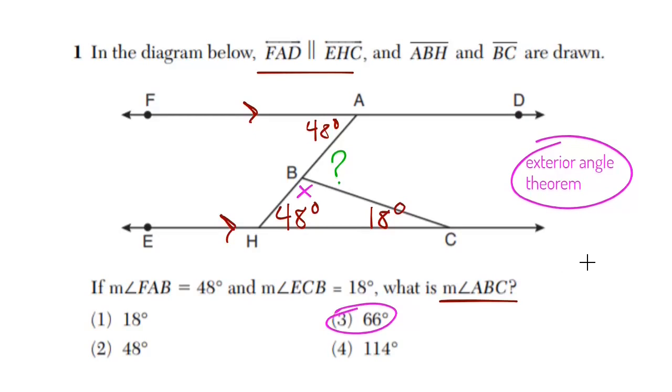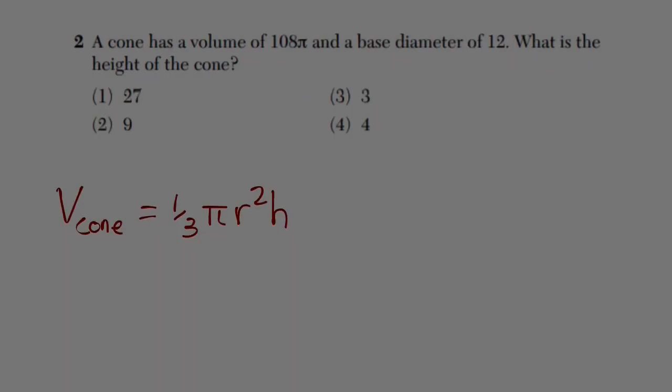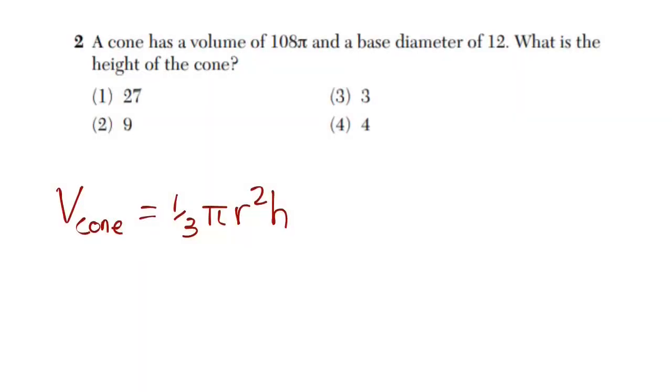I don't want to pigeonhole it and say, hey, this is the only way that you can do it. There's sometimes other ways to do it, but you have to memorize this formula because it will pop up. Okay. So number two, we're trying to find the height of a cone given its volume, and we also know the cone has a base diameter of 12. So we already know the volume. Usually they're asking you to find the volume, but we're going backwards.